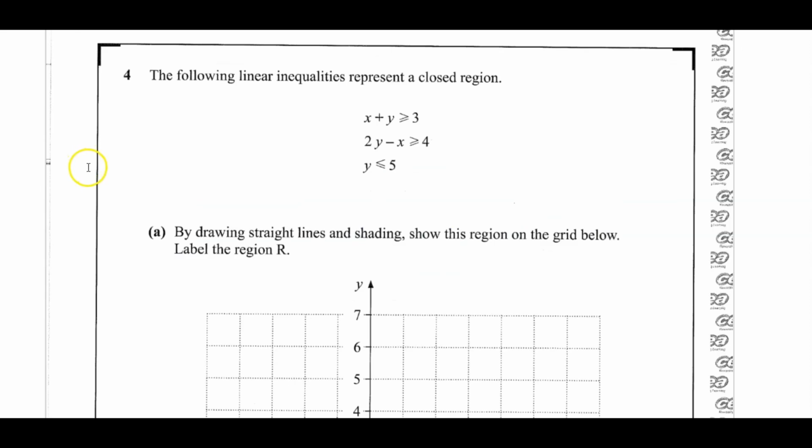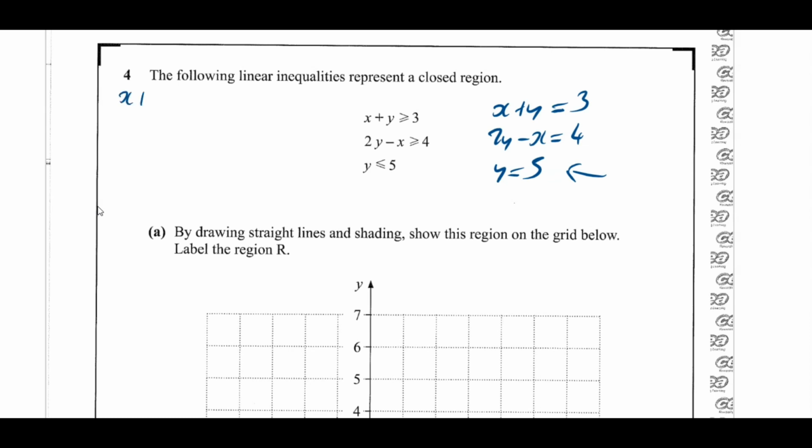Okay, it says the following linear inequalities represent a closed region. So you've got x plus y is greater than or equal to 3, 2y minus x is greater than or equal to 4, and y is less than or equal to 5. By drawing straight lines and shading the regions on the grid below. So you've got x plus y equals 3 as a line you need to draw. You've also got 2y minus x equals 4 as a line, and y equals 5 is a line you need to draw. This one is easy, it is just a horizontal line, and then these ones are going to be diagonal lines, so we'll do a wee bit of working out for them.